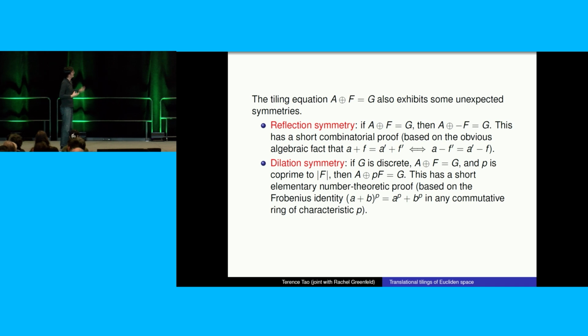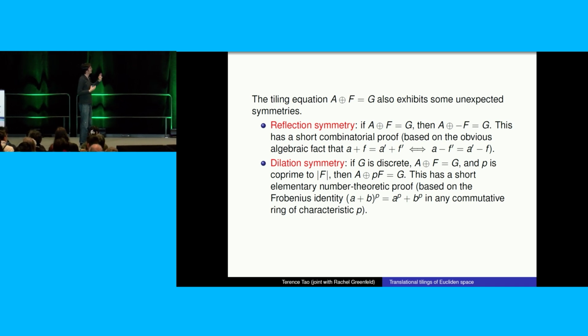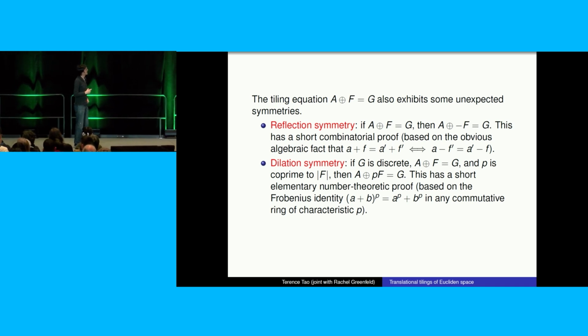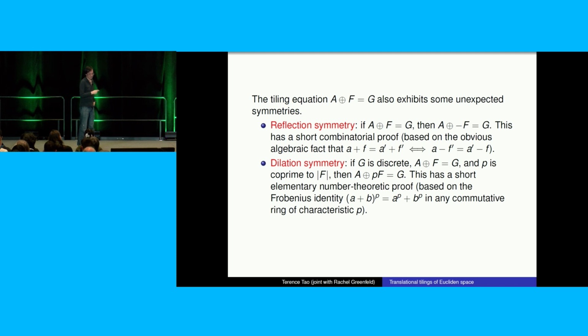There's a dilation symmetry, and this is a special property of translational monotilings. Most other tiling problems do not have this extra symmetry. The proof is really cute, but I'm not going to give it. I'll just say that the main ingredient is what's sometimes called the freshman's dream: that if you raise A plus B to the P, you're not supposed to distribute it. Usually it is not A to the P plus B to the P, okay?